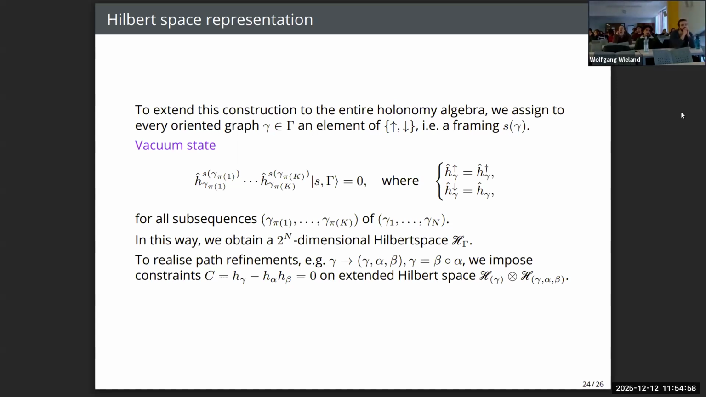The path refinements are really an important concept in Jurek's and Abai's proof of the existence of the continuum limit. So the whole construct, yes, the capital N is the number of edges. Yes, exactly. N is the number of edges.